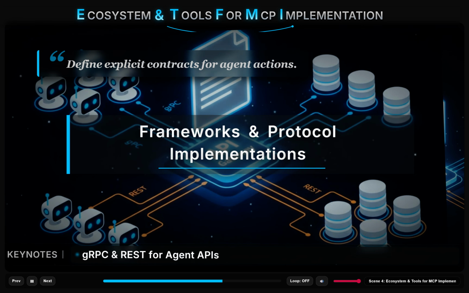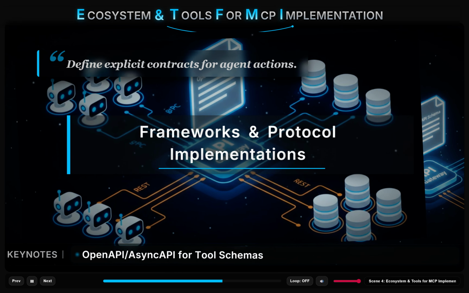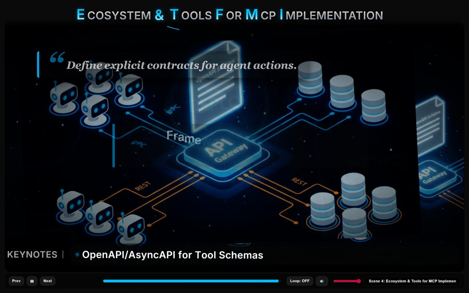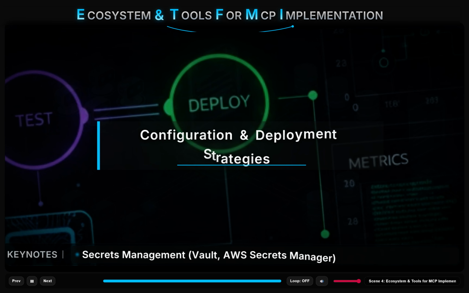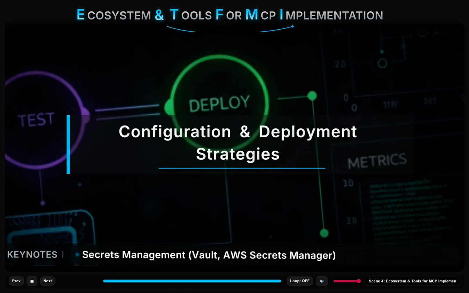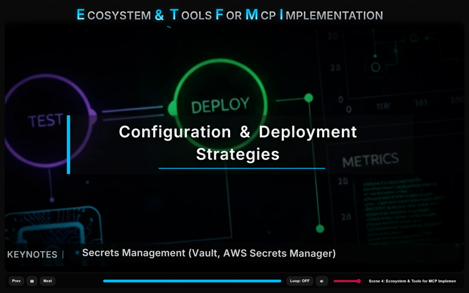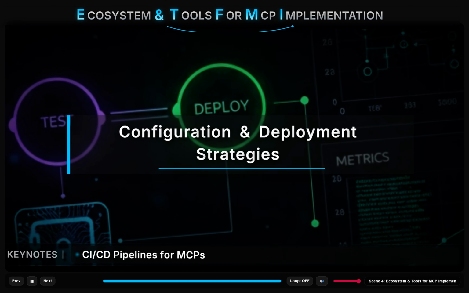Finally, none of this is truly robust without robust configuration and deployment strategies. Secure context protocols don't live in a vacuum. We need reliable methods for injecting secrets. Think environment variables and dedicated secrets management systems like HashiCorp Vault or AWS Secrets Manager to avoid hard-coding sensitive information.